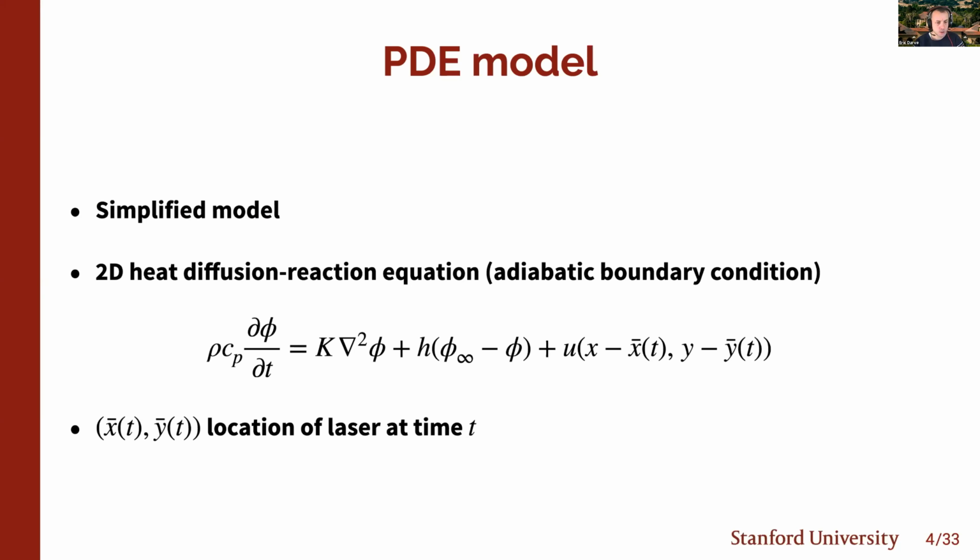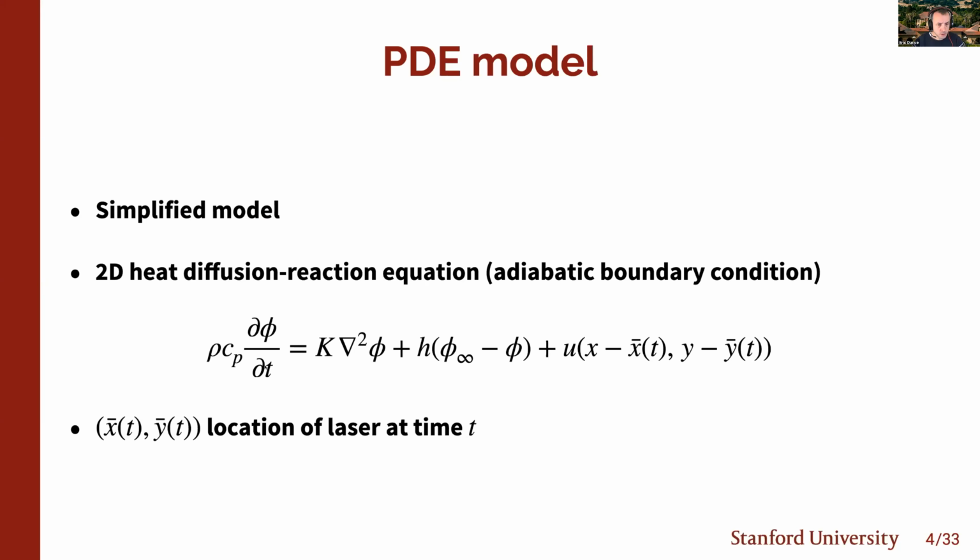So this is going to be a PDE model for the temperature. So phi is the temperature of the metal. So it's a heat diffusion reaction equation. Hopefully you guys can see my mouse. Maybe it's small, but okay. So it's 2D heat diffusion.